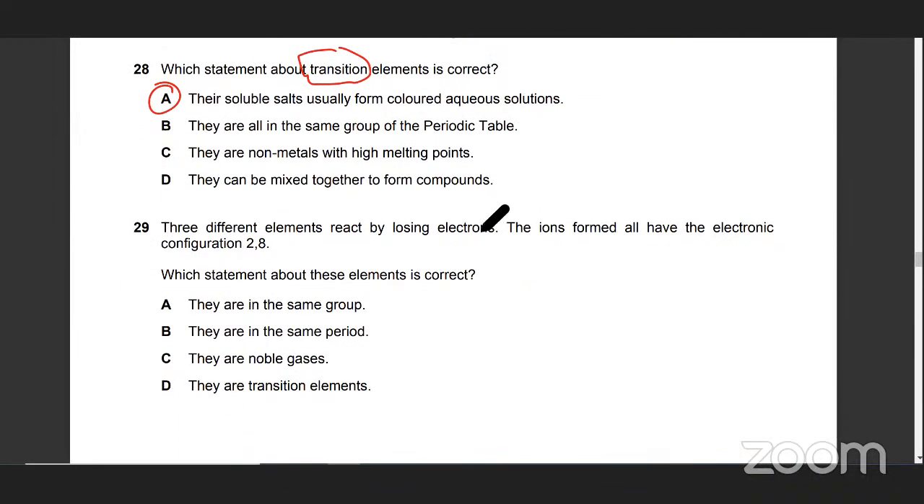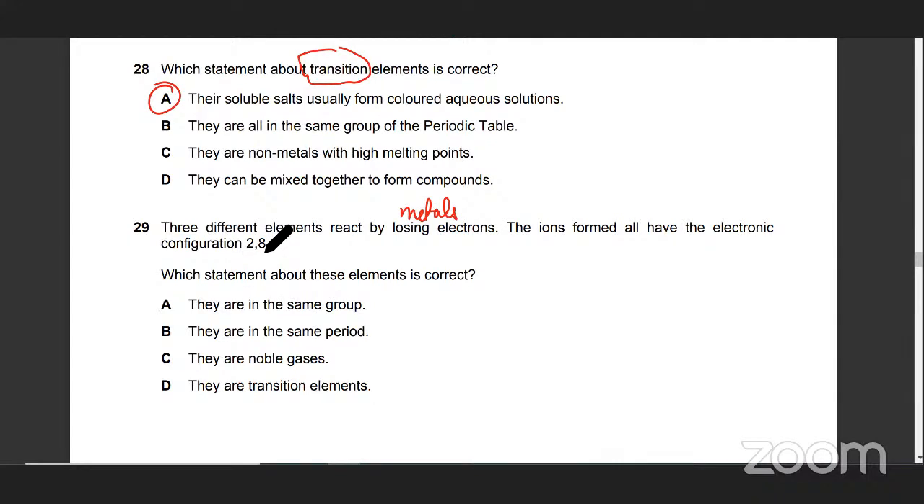Achha, next is 3 different elements react by losing electrons. The ions formed all have the same electronic configuration. Which statement about these elements is correct? So they're all in the same group. Achha, वो कह रहे 3 different elements react by losing electrons. Remember, if they're losing electrons, they're metals. So they're either in group 1, 2, or 3. Okay, but not necessarily in the same group. Why would they be in the same group?